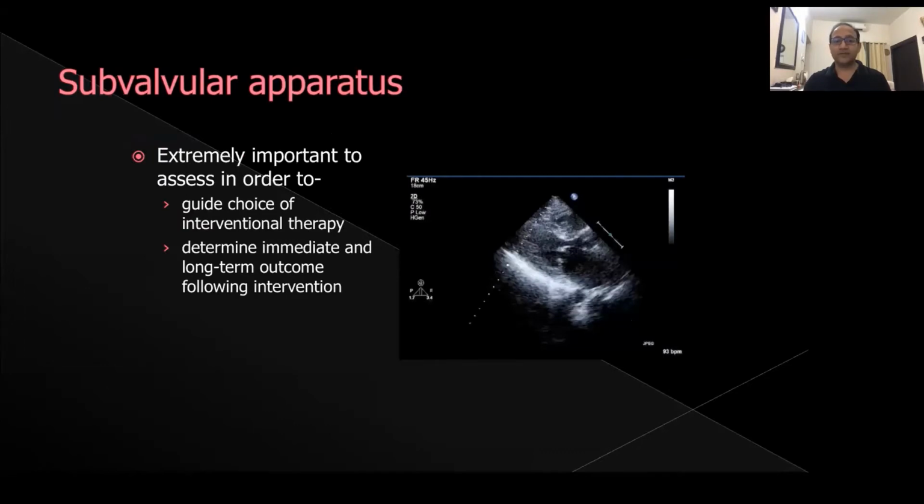Subvalvular apparatus again is very, very important because it guides the choice of therapy that you're going to do. If you have significantly affected the subvalvular apparatus, it is better to send the patient for surgery rather than for BMV.